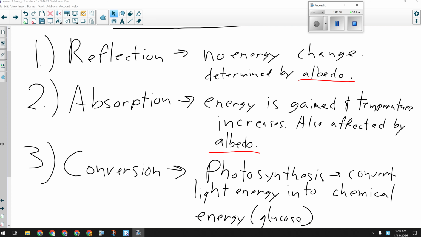Second set of 3, the 3 fates of light. Reflection, high albedo, no change in energy. Absorption, low albedo, increase in energy, increase in temperature. Conversion, absorption, conversion through photosynthesis to chemical energy or glucose. And then the three methods by which energy is transferred: conduction, convection, radiation.